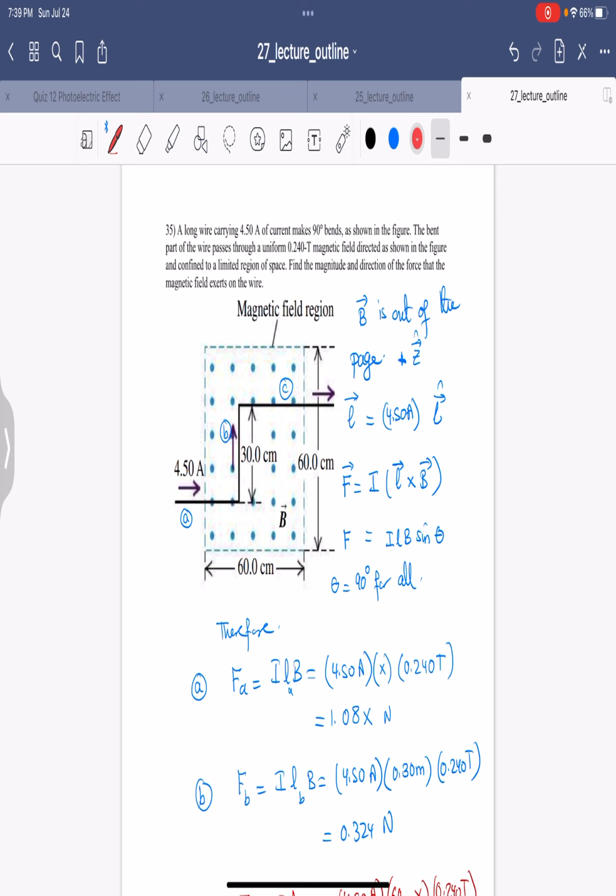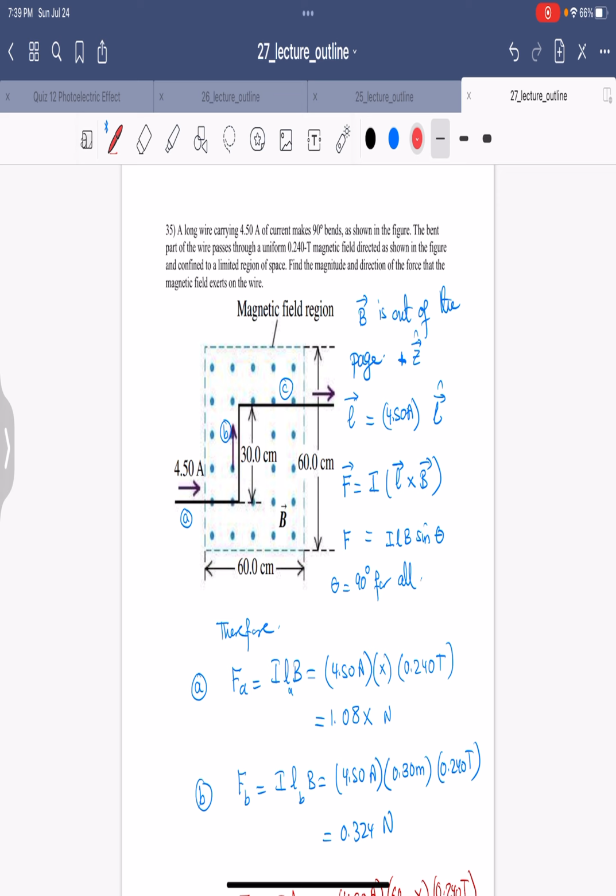Okay, F equals I L cross B, and then F is I L B sine theta. For all of them here, L and B are perpendicular, so theta is 90 degrees for all. Now for F_A, we're going to say I L_A B, which is 4.5, and we're going to assume that its length is x, times B. Then this is I, this is L_A, and that is the magnetic field. For F_B, again, we can calculate it the same way.